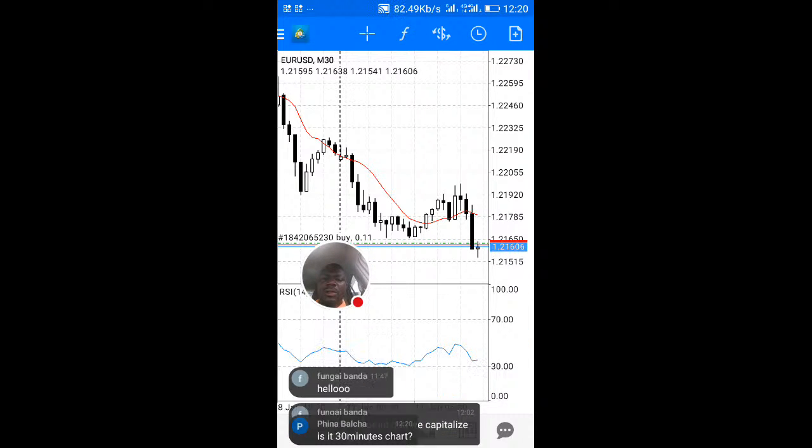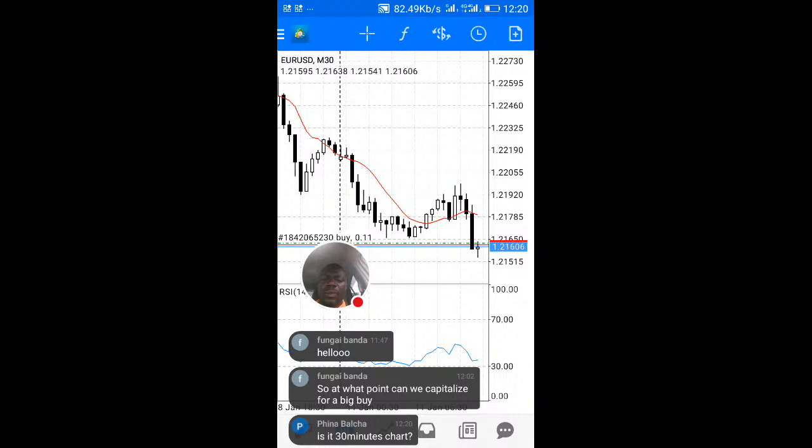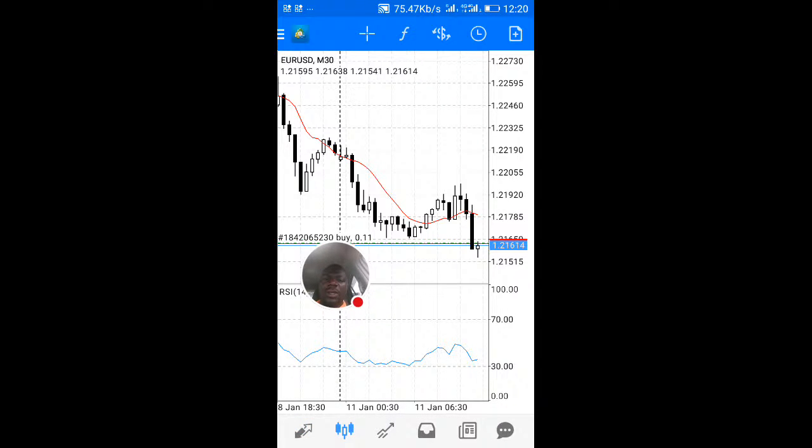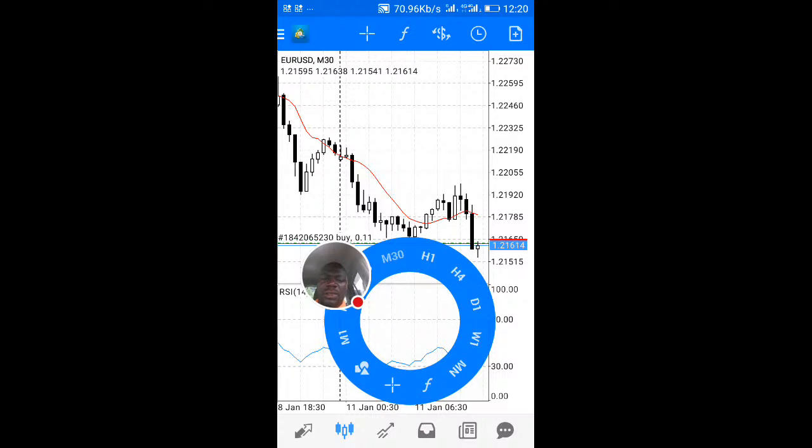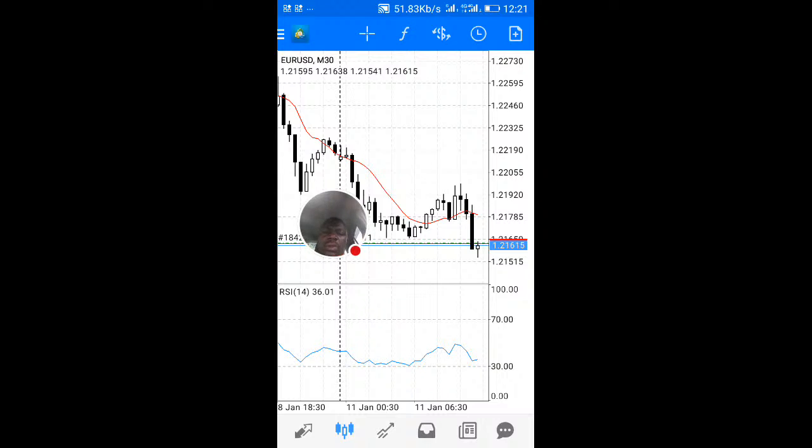Yes, it's 30 minutes chart, sure. So at what point can we capitalize for a big buy? Is it 30 minutes chart? Yes, it's 30 minutes chart. You can check at the corner, Eurusd M30, 30 minutes chart. We have M1, M5, M15, M30, H1, H4, day 1, week 1, month. You can see now it is going up. So don't prematurely close your trades. Don't disturb your trades.